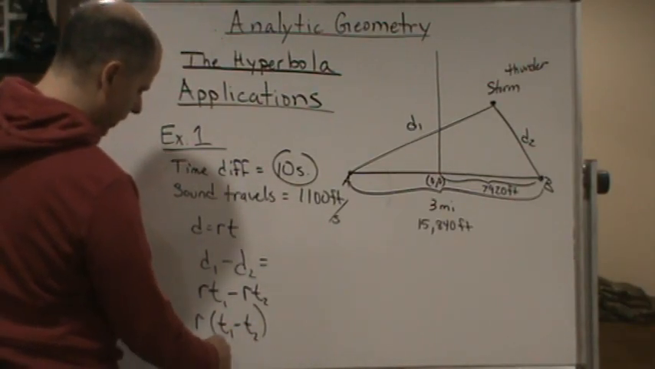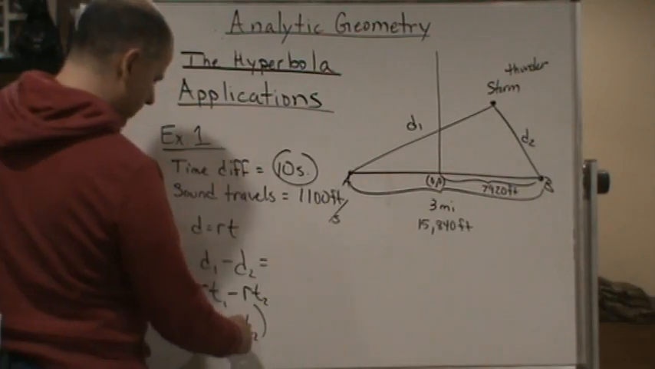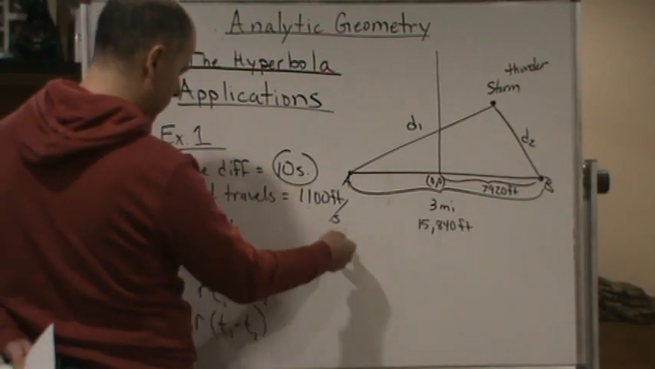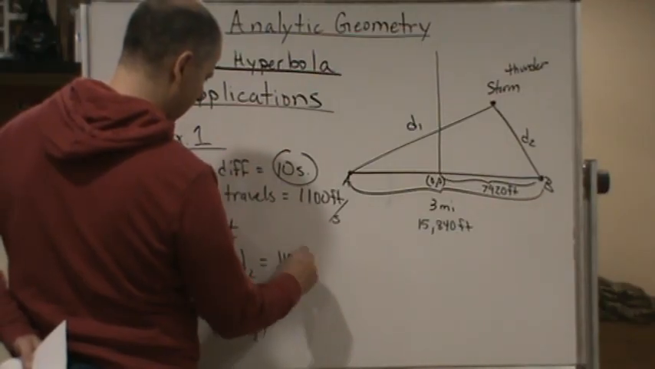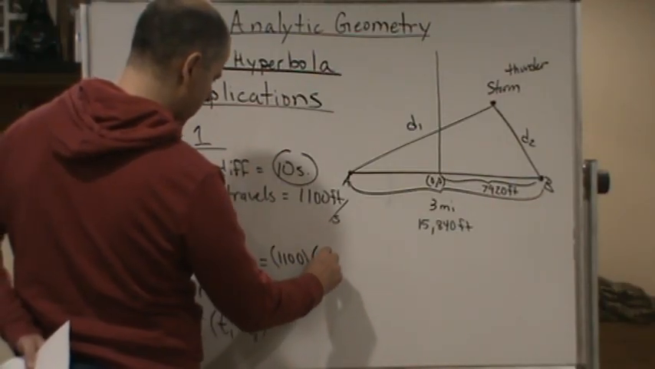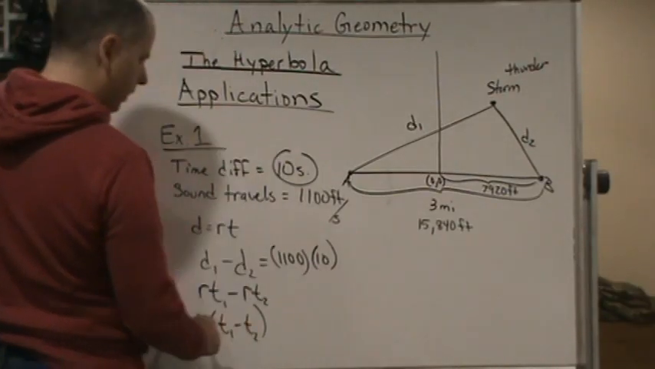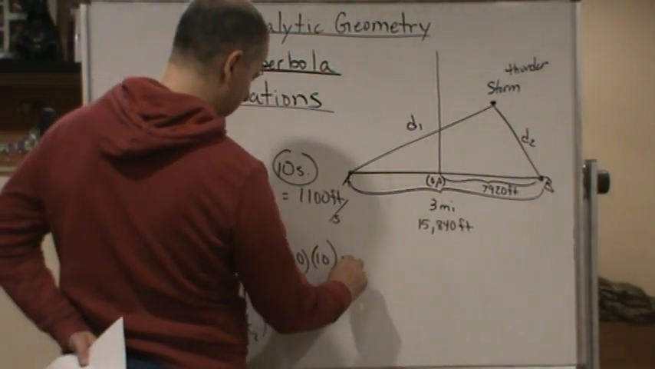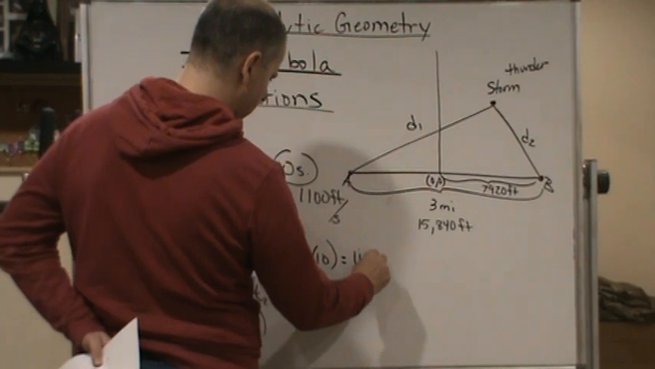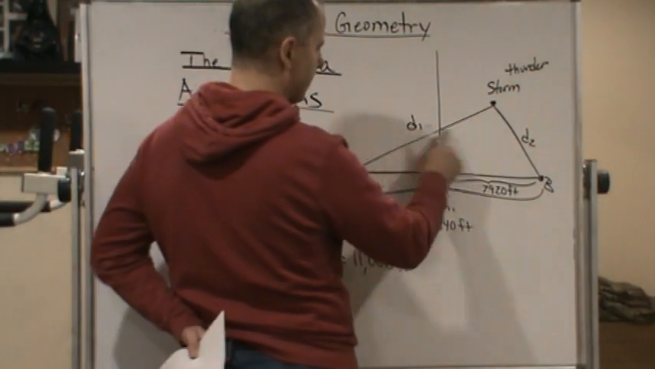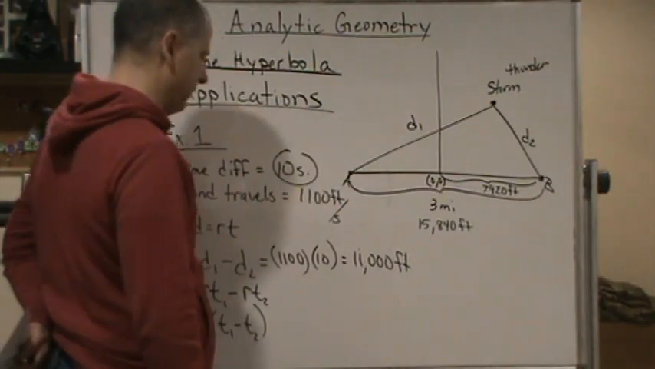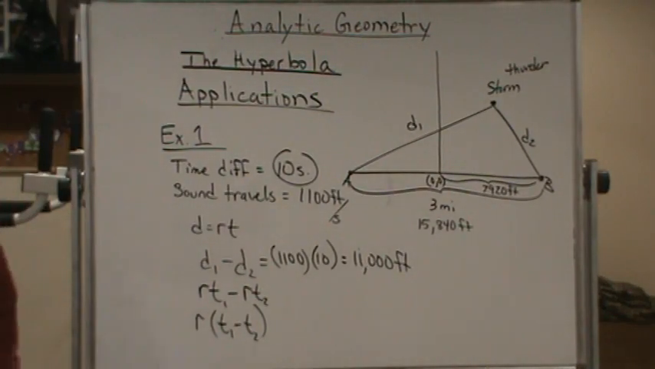We already know what that is. So it's just going to be 10, right? So this is going to be just the rate times 10, which is just these two numbers. So that's going to be 1100 times 10, right? And the seconds are going to drop out, and we get 11,000 feet. So we know that this distance minus this distance is 11,000 feet. All right.